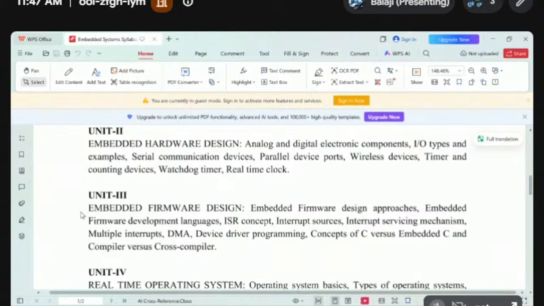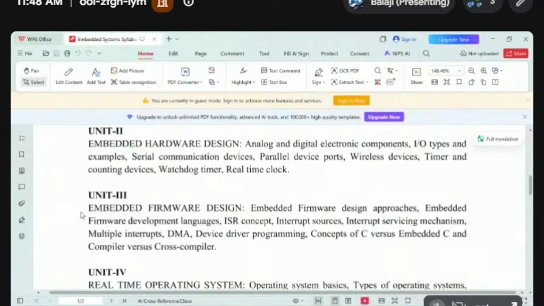Interrupt is nothing but giving the service. No, first of all, interrupt is nothing but requesting, right? For that request I would like to give the service. So if I have multiple requests, how can I handle them? The embedded system should have that ability, right? That concept will be covered in the third unit also.